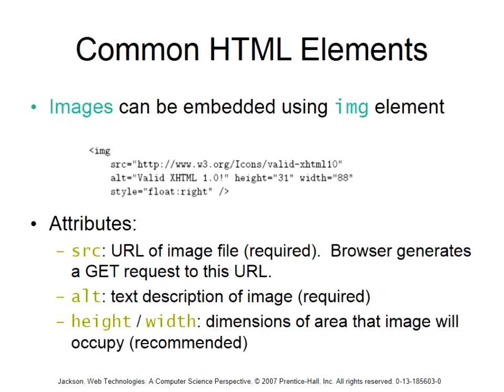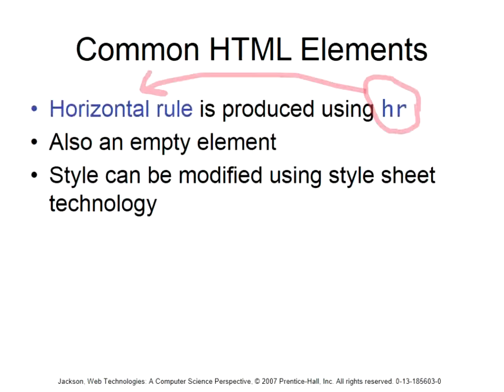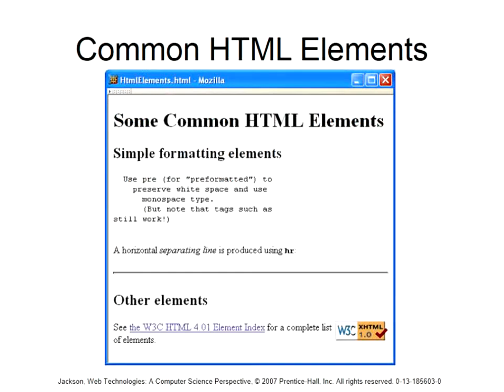Let's move now to image. So how we can insert an image with HTML? Yes, this is a horizontal separating line. So if we want to create a horizontal line in your HTML document, we use HR like this. HR.